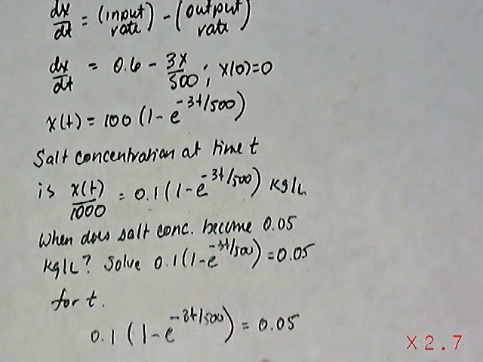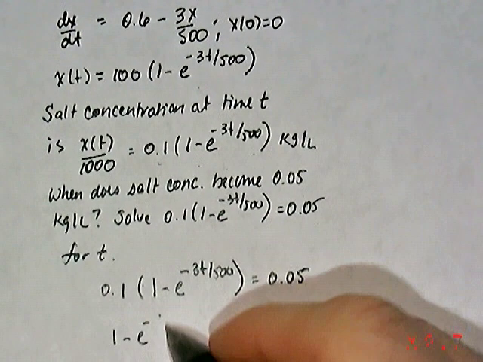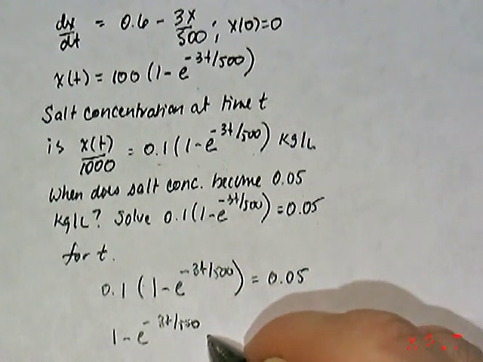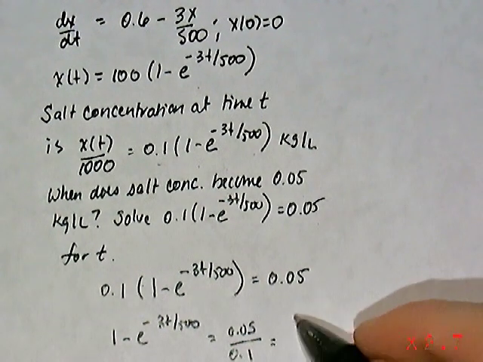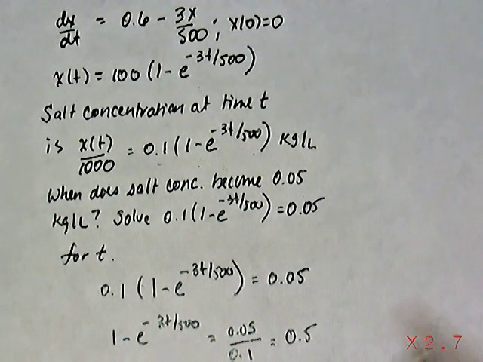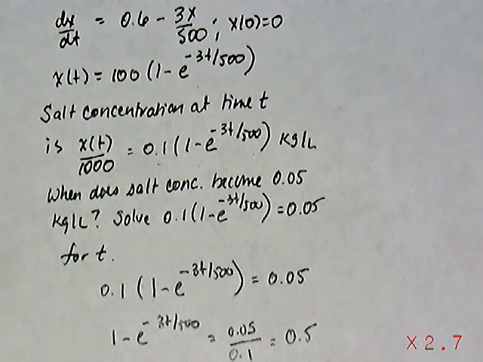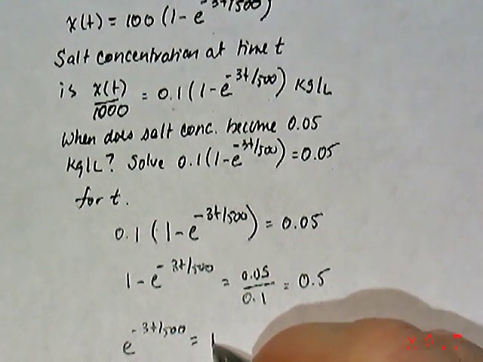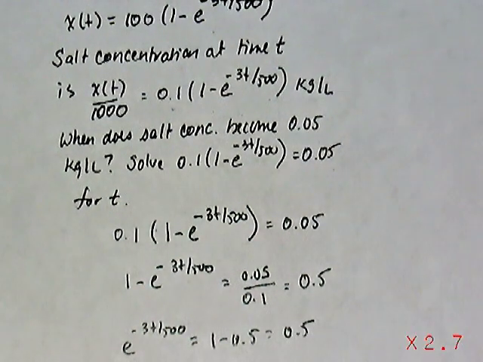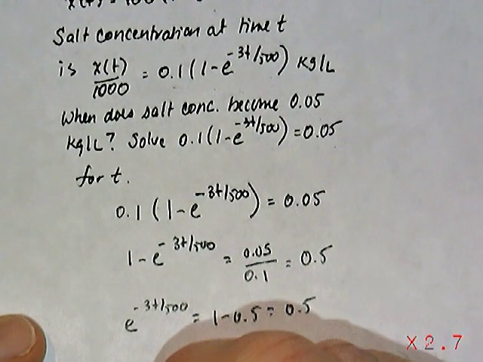What we can do is divide both sides by 0.1, and we have 1 minus e to the minus 3t over 500 equals 0.05 over 0.1, which is the same as 1/2 or 0.5. Then we can move the constant to the other side, pulling the e term over to the right-hand side. That says e to the minus 3t over 500 is the same as 1 minus 0.5, which is 0.5, the same thing as 1/2.